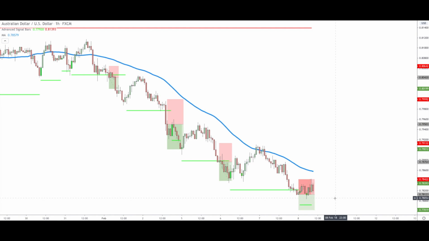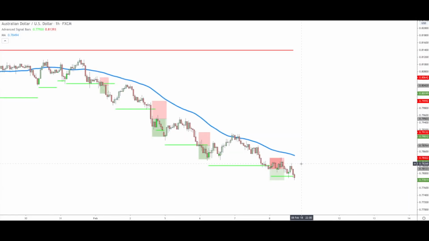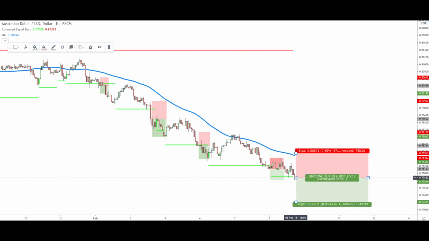If instead the price will go above the moving average, then we are done with this downtrend. It looks like the downtrend is not over yet, so we have another opportunity here, so I'll just trade it straight away. The trade will look like this as usual.